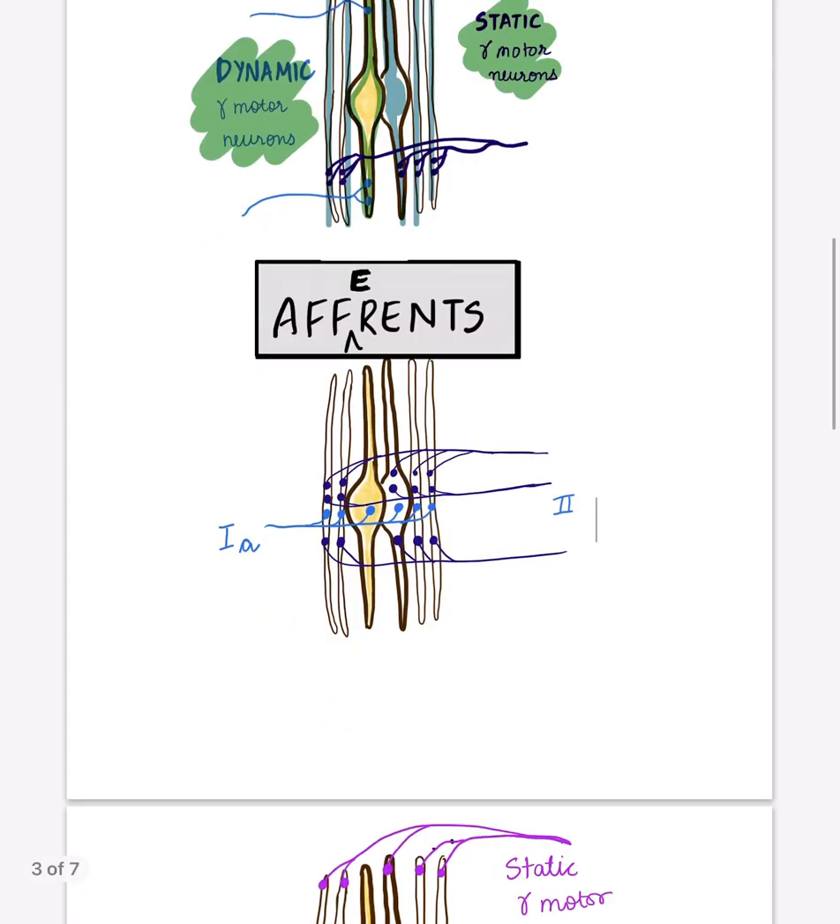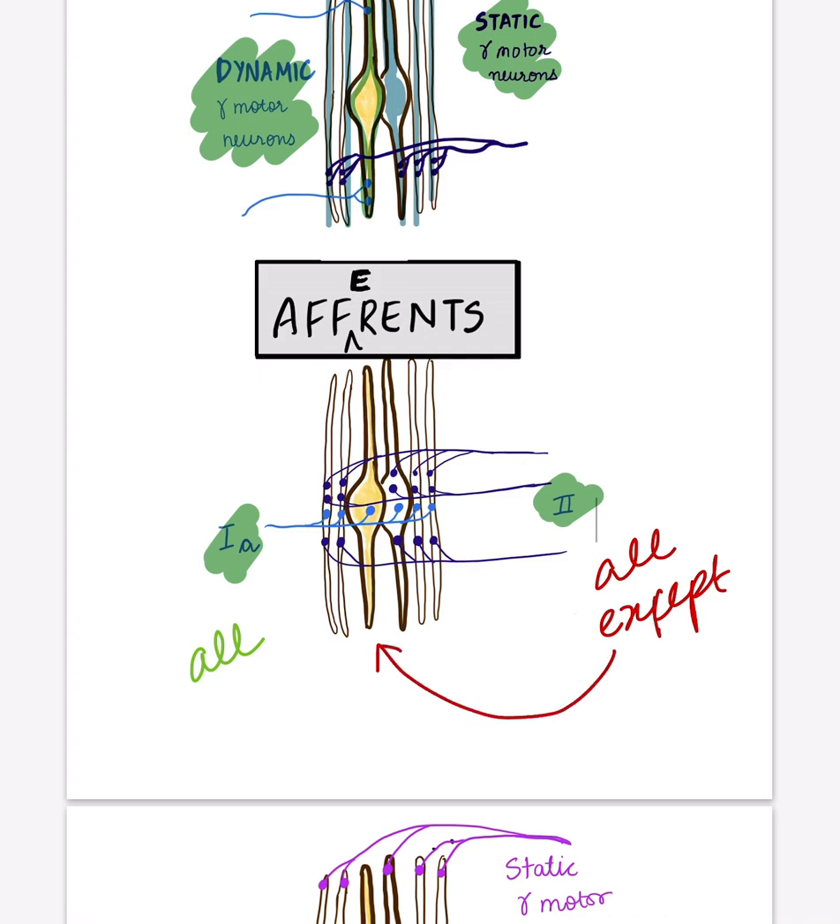So coming to afferents, these are also of two types, the 1A and 2. 1A is going to innervate all the fibers, but 2 will innervate all except this dynamic nuclear bag fiber.